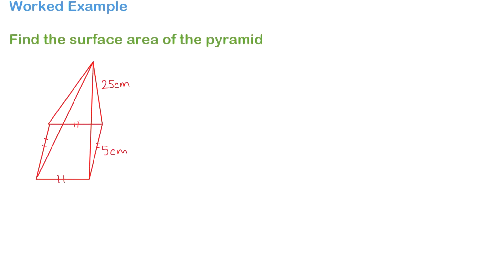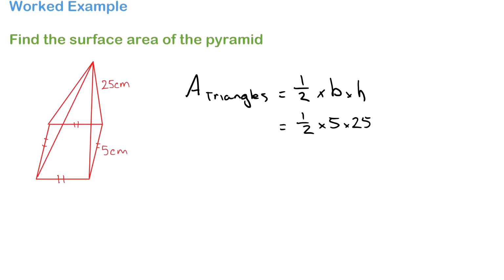All right. So again, I'm going to write down my area for my triangles. Because this is a square, all the triangle faces are going to be the exact same size. Remember the formula is half the base times the height. So in this case, it's going to be a half times 5 times 25, and that comes out at 62.5 meters squared.